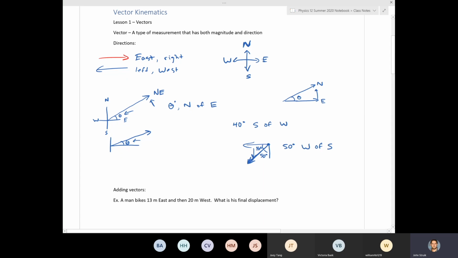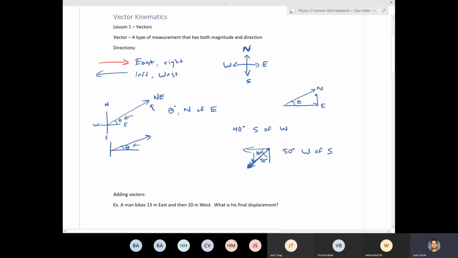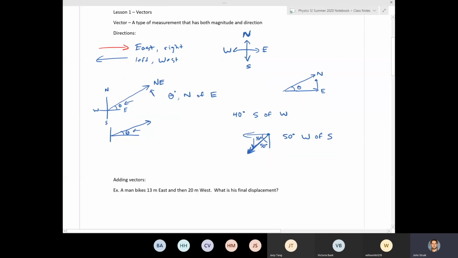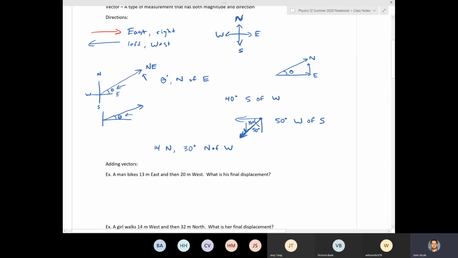So if you have something like, a typical vector would be, let's say, 14 newtons, and then let's just use 30 degrees north of west. Go ahead and draw that. What do you think that looks like? 14 newtons, 30 degrees north of west.